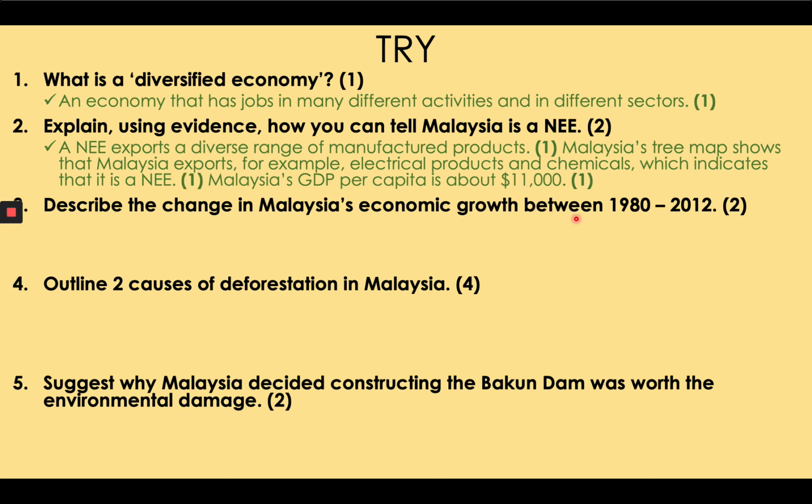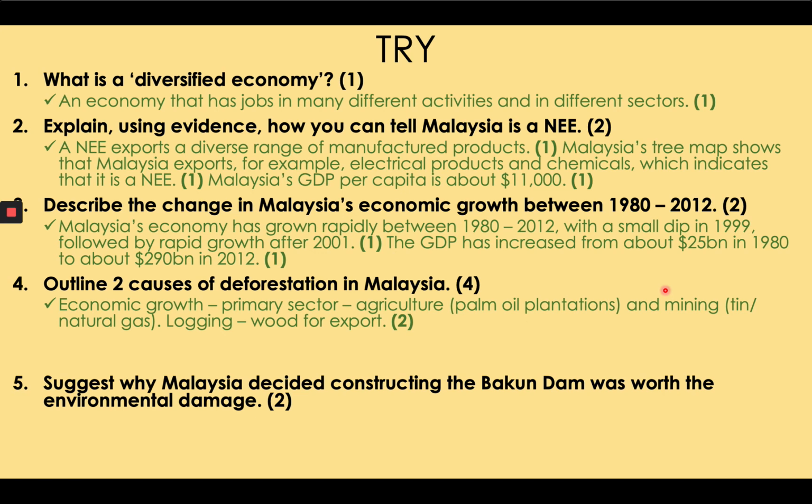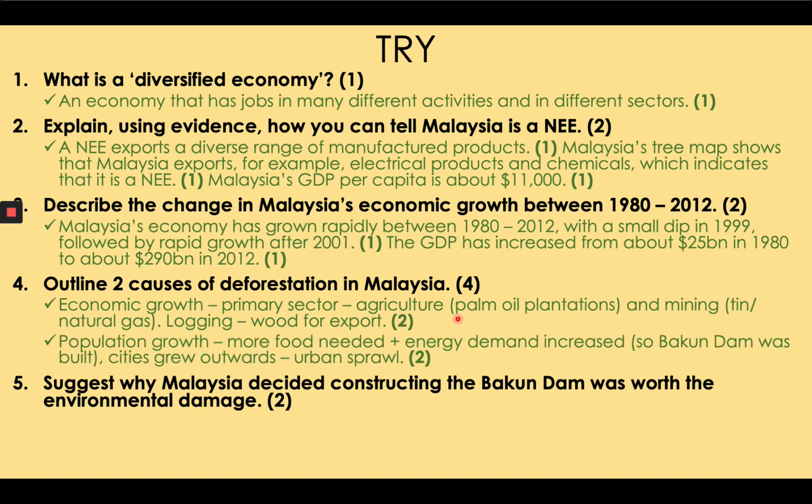3, describe the change in Malaysia's economic growth between 1980 and 2012. You may have to look back at the graph showing Malaysia's economic growth for this. So remember, for describe the change and using a graph question, you need to talk about the pattern, so increase, decrease, and how fast, and give numbers. Four, outline 2 causes of deforestation in Malaysia. So say what they are and say why they happen. Economic growth, and then give examples, and then population growth, and give examples.